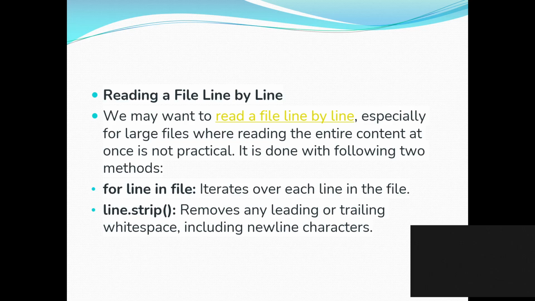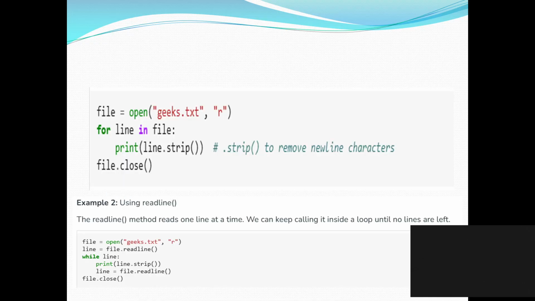So let's see the next one. Here it's clearly seen, for line in file, it goes through every line, every slash n, and the trailing spaces and new line characters are removed by line.strip, and then it prints the relevant one. And the next example is using readline.